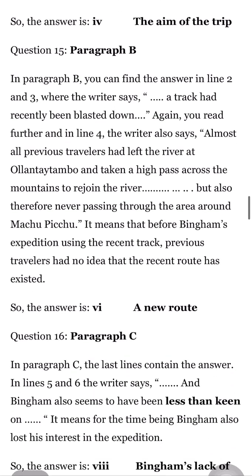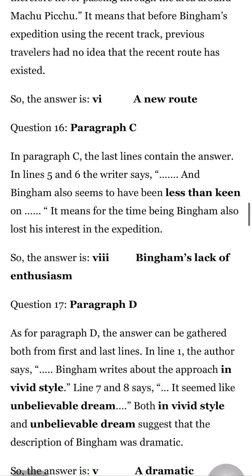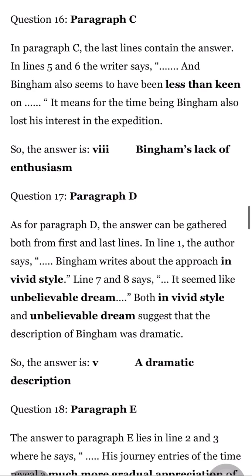Question 16, paragraph C. In paragraph C, the last lines contain the answer. In lines 5 and 6 the writer says, and Bingham also seems to have been less than keen on. It means for the time being Bingham also lost his interest in the expedition. So, the answer is B, Bingham's lack of enthusiasm.